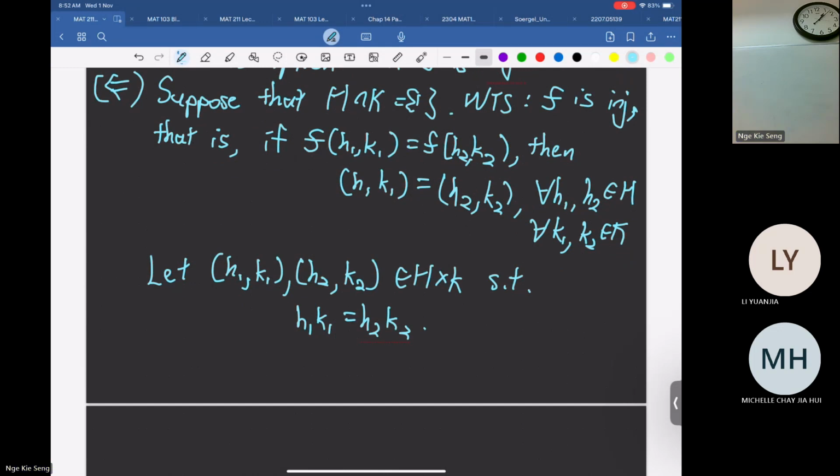What can you do? Any idea? Inverse. Okay, so what inverse do you want to take? You can move all the h to one side and all the k to the other side, right? Then you can play around with it first by cancellation.